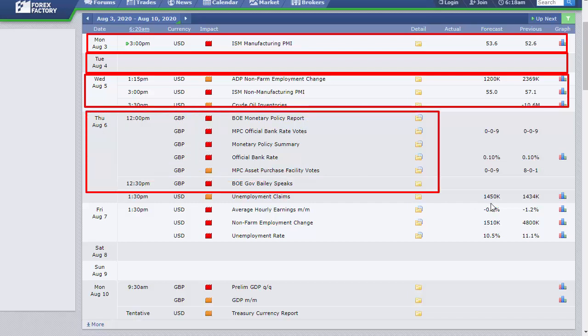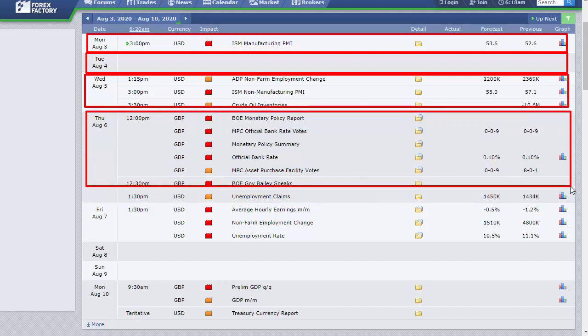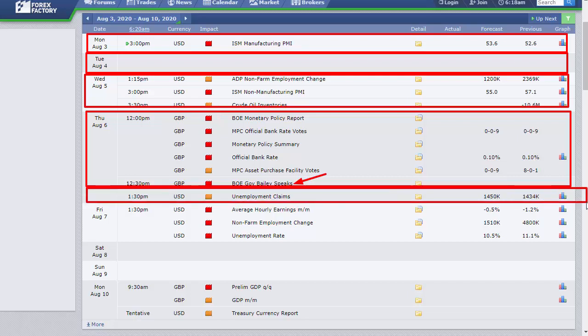Thursday, it starts to heat up a bit in the UK. We've got monetary policy from the Bank of England, rates, etc. And Bailey's speaking at 12:30. And then, of course, in the US, we will have the unemployment claims again. Another 1.4 million forecast. This seems to be a pattern now. Every week, 1.4 million people applying for jobless assistance there.